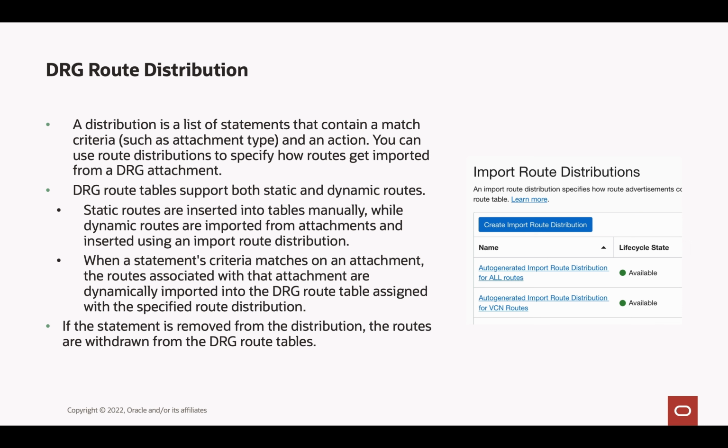DRG route tables support both static and dynamic routes. However, static routes are inserted into the tables manually, while dynamic routes are imported from attachments and inserted using the import route distribution. When a statement's criteria matches on an attachment, the routes associated with that attachment are dynamically imported into the DRG route table assigned with that specified route distribution. Likewise, if a statement is removed from the distribution, the routes are withdrawn from the DRG route tables.